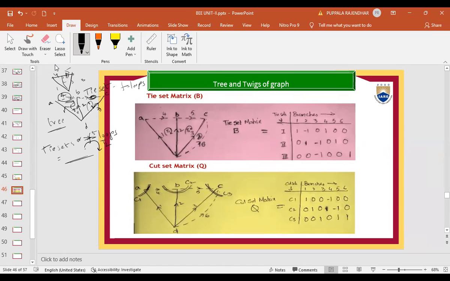So maximum how many tie sets can we form then? Here we can form 2, that is equal to the number of links only. Here the number of tie sets is equal to the number of links.